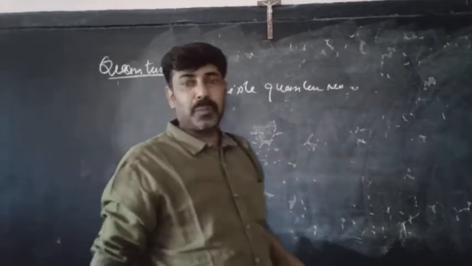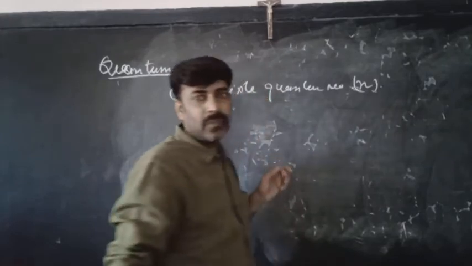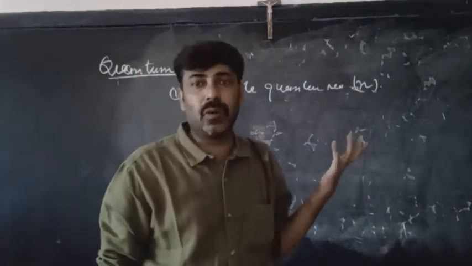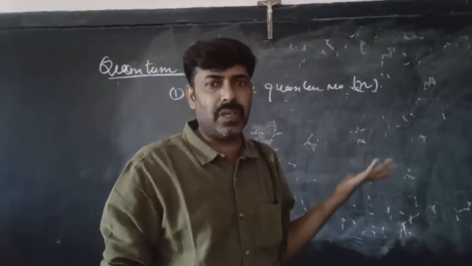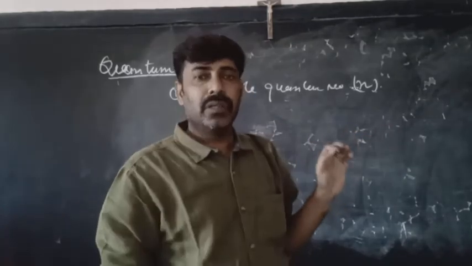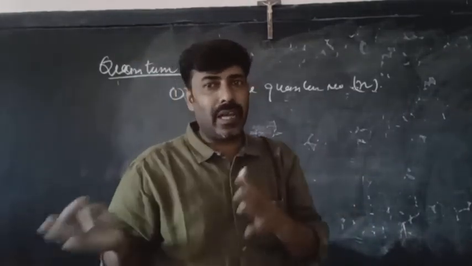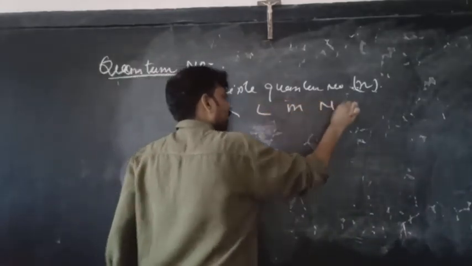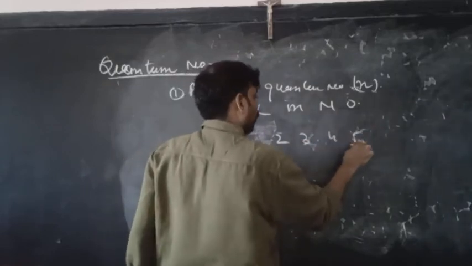When we talk about the principal quantum number, it is represented by small n. This represents the shell in which the electron is present, whether it is in the first shell, second shell, third shell, fourth shell, fifth shell, whatever the shell number is. And the principal quantum number is always a positive integer. If the shells are K, L, M, N, then the principal quantum numbers for these shells will be 1, 2, 3, 4, 5.